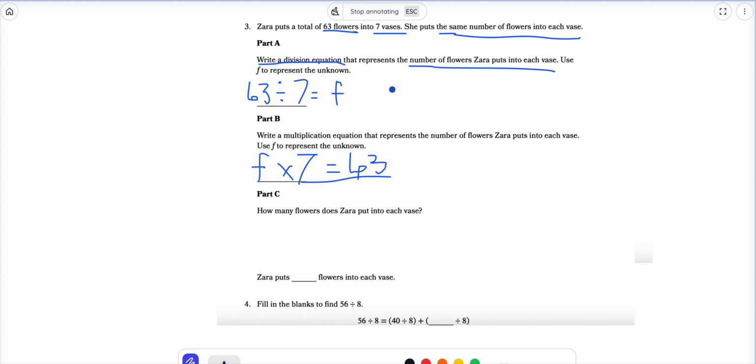Okay, and now we solve. Now we solve for F. What does F equal? Ellie, what does F equal? What is 63 divided by 7? Or what times 7 equals 63, Ellie? 9. Very good. 9.